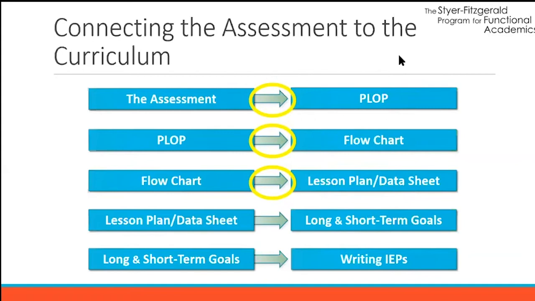I don't recommend going in and, once you've done an assessment, rewriting every IEP for your students. That is crazy making. What I do suggest is assessing your students, getting them placed, using your flow chart, figuring out the lesson plans and data sheets, and by using those, they're going to tell you your long and short-term goals. And then as the year rolls through and their IEPs start coming up, I would start rolling those goals and objectives into your IEPs. Don't rewrite all your IEPs at one time, because that's just crazy making.